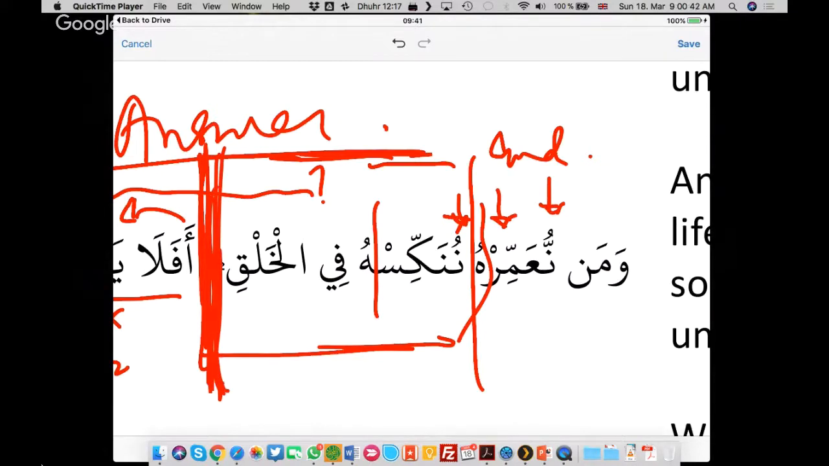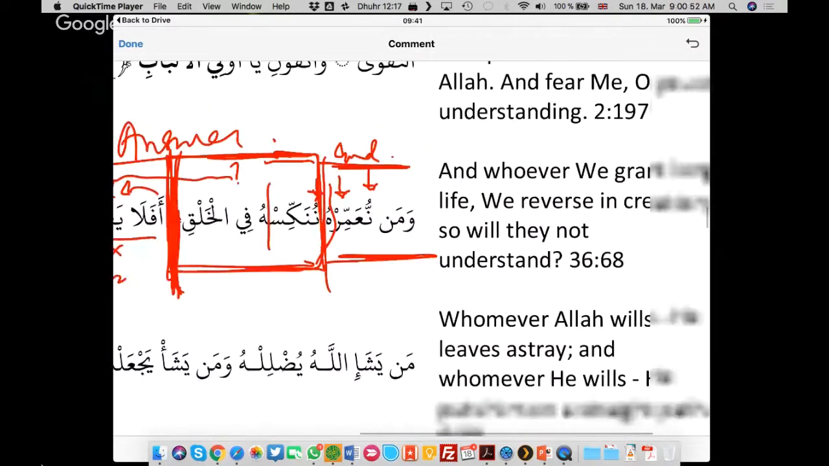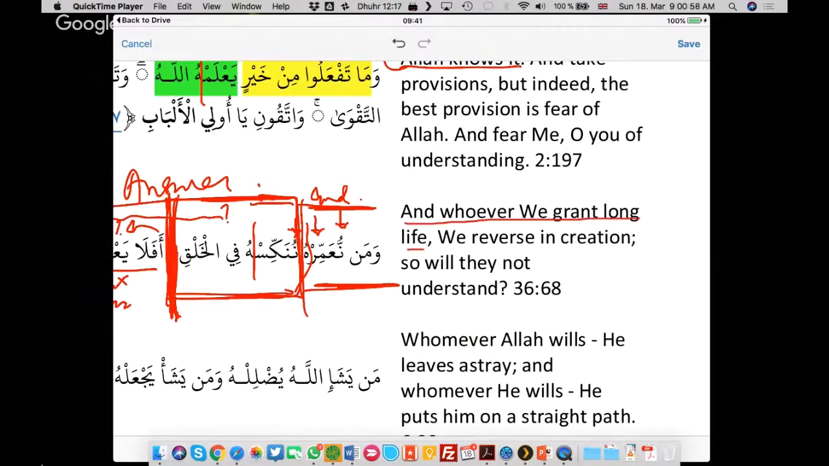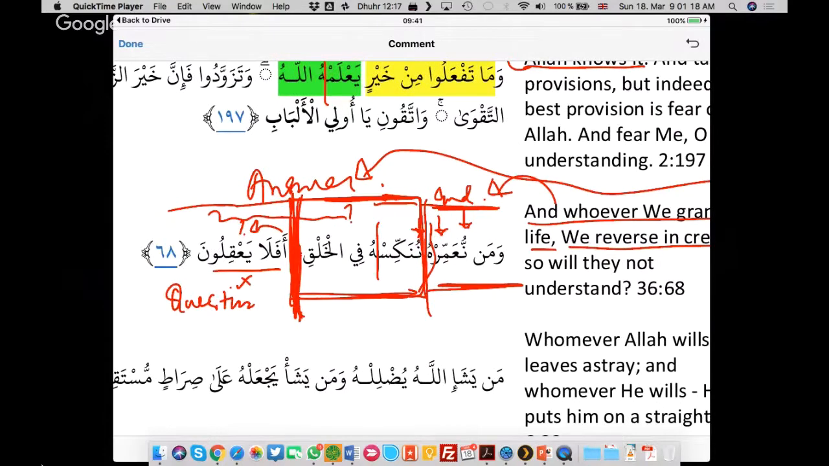So this is your answer to the condition here, and the condition is here. This is the condition part. In the translation, and whoever we grant long life is the condition, and we reverse in creation is the answer to the condition. Okay, so will they not understand is the final question. Afala yaqilun, this is the final question again. You understand?